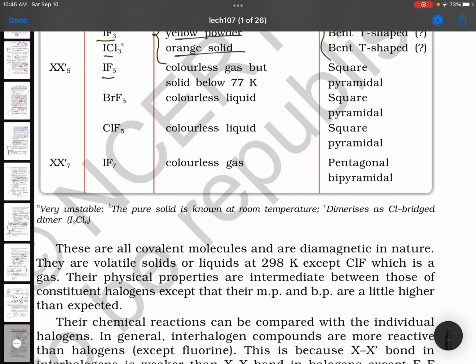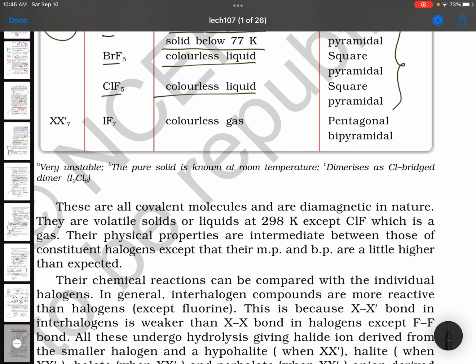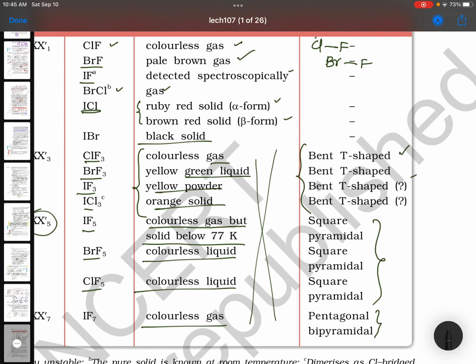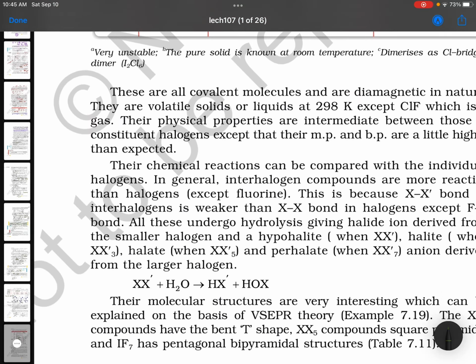And IF5, BrF5, ClF5 pentafluorides. IF5 is a colorless gas but solid below 77, colorless liquid. Same structure, square pyramidal because of one lone pair. It is a colorless gas, pentagonal bipyramidal. So these points no one can remember. So don't worry about this. Better you go with the structures.